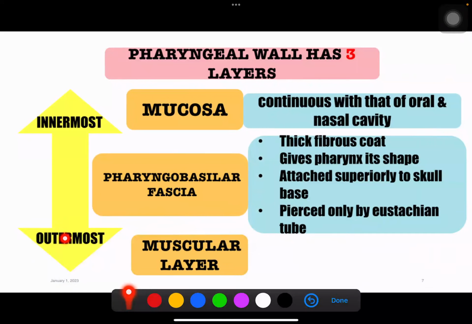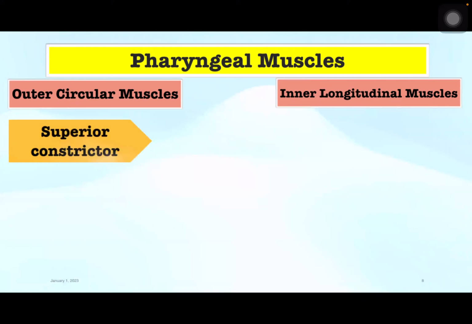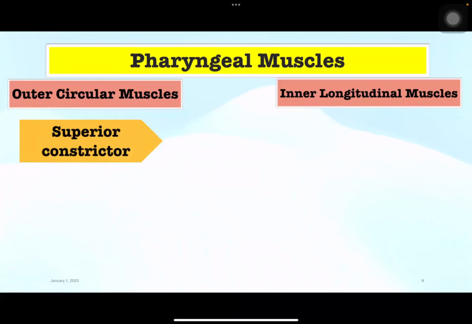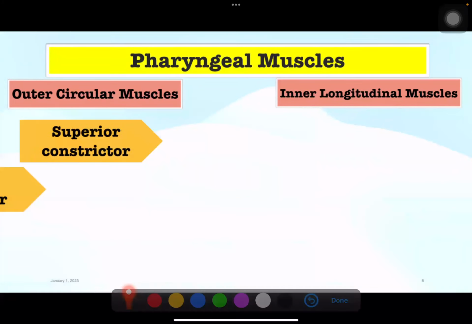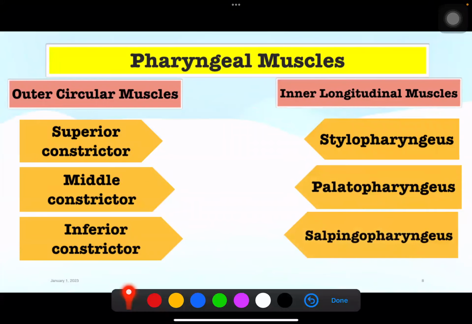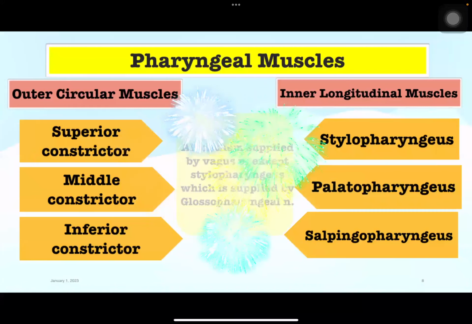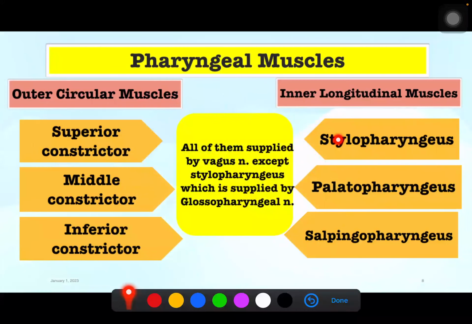The outermost layer is the muscular layer. Regarding the muscular layer, it consists of outer circular muscle and inner longitudinal. The outer consists of superior, middle, and inferior constrictors. The inner consists of stylo, palato, and salpingopharyngeus. All of them are supplied by vagus nerve, except the stylopharyngeus, which is supplied by glossopharyngeal nerve.